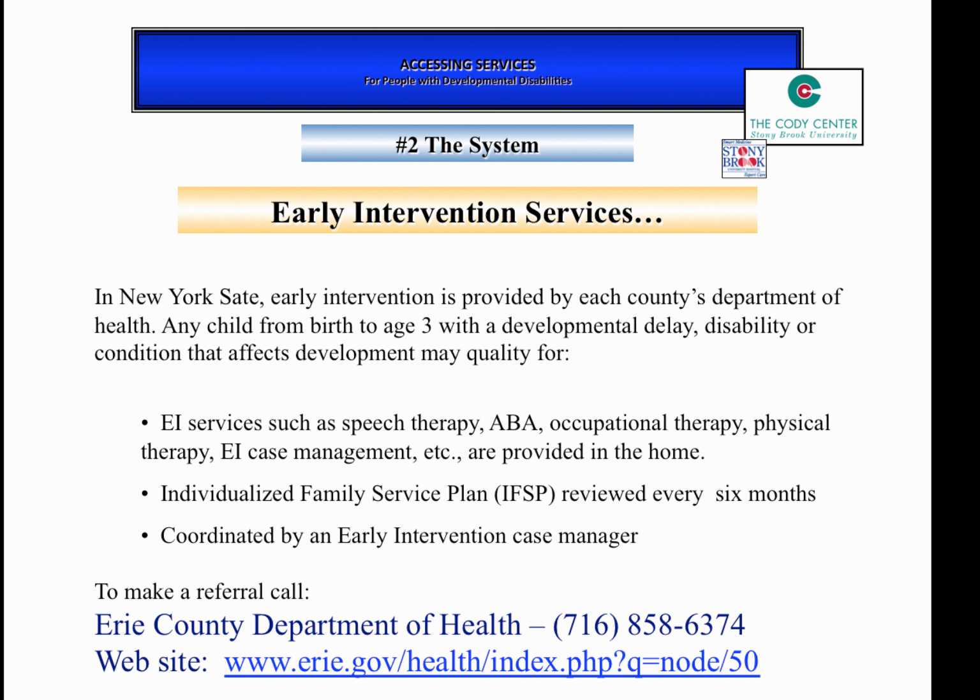Information about EI in Erie County can be found at www.erie.gov/health/index.php?q=node/50. That will get you to the specific site with the phone number, but if you just go to www.erie.gov/health, you will get where you need to go if you navigate that site. But keep in mind that the phone number for the Erie County Department of Health, if you suspect that a child may have the need for EI services with parental consent and you're going to make that referral, it's 716-858-6374.